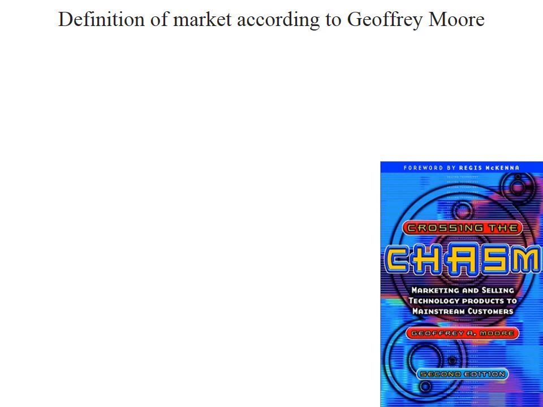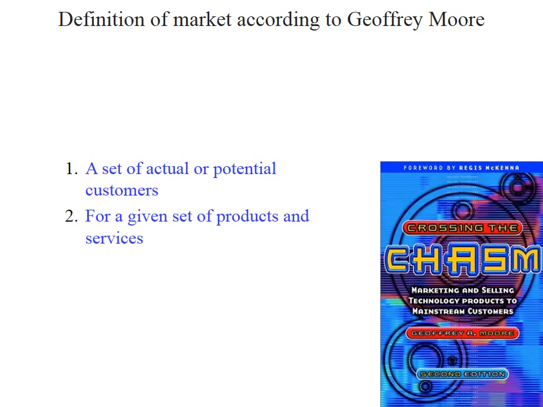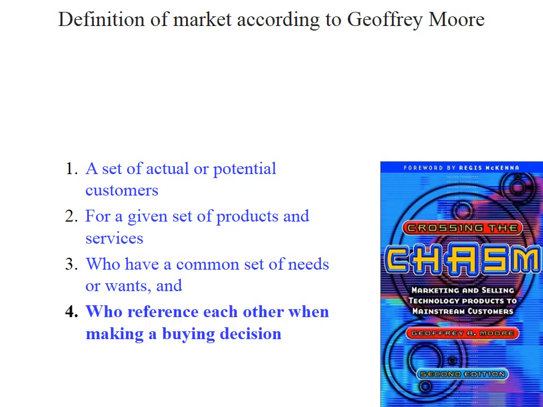Let's start from a definition of market according to the writer of this book, Geoffrey Moore. A market is composed of four essential elements. Of course, customers, let's say adopters. Then some products or services to be sold. Third, the selling is based on needs or wants by customers. And fourth, and this is the real innovation with respect to a traditional definition of markets, customers reference each other.